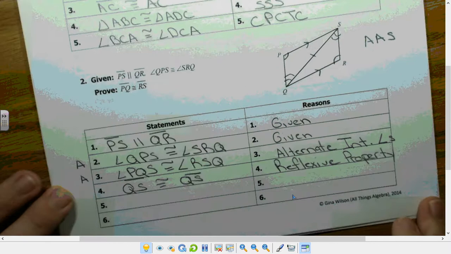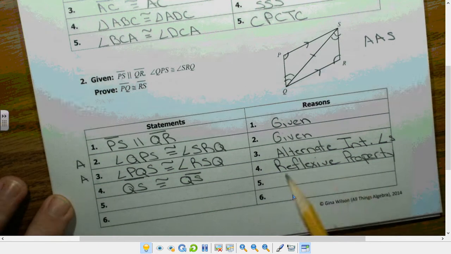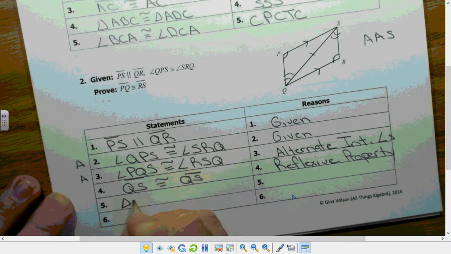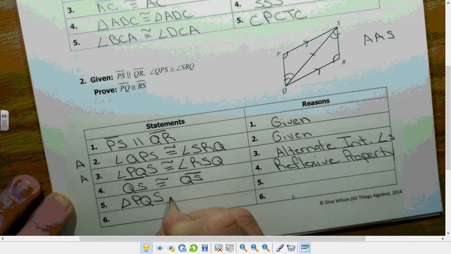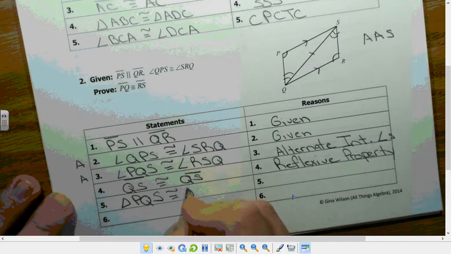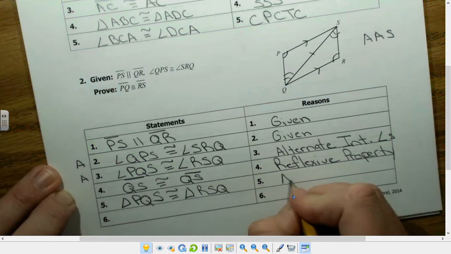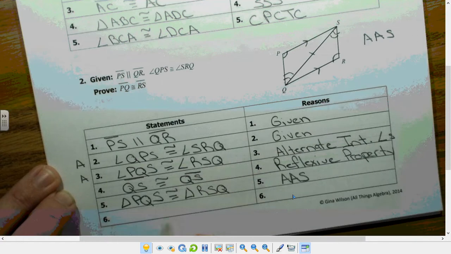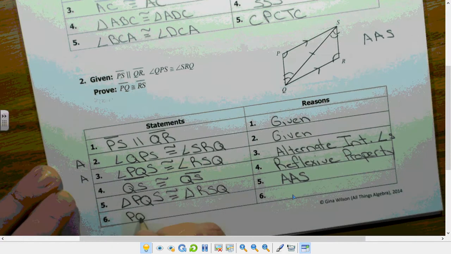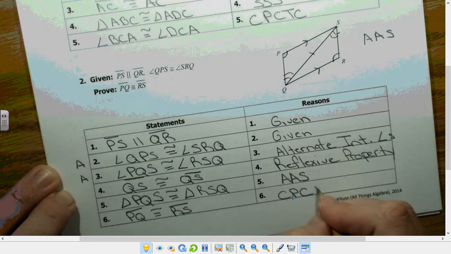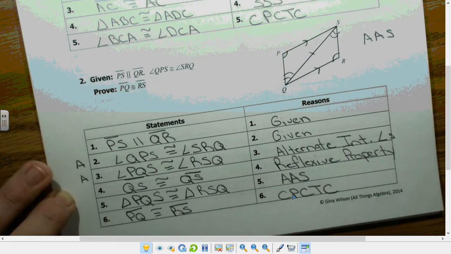And then I need to state, before I can use this congruent parts of congruent triangles are congruent, I need to state that the two triangles are congruent. So now I can say triangle PQS is congruent to triangle RSQ. And I used angle, angle, side for that one. So then all corresponding parts of those triangles are going to be congruent to each other. So now I can say corresponding parts of congruent triangles are congruent. And that's what that proof looks like.